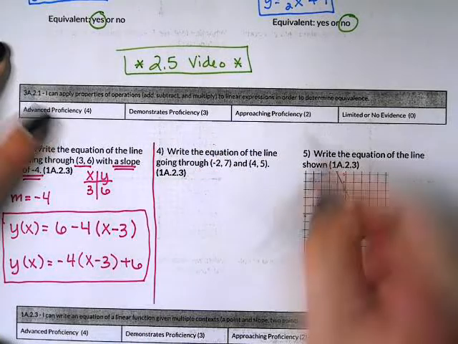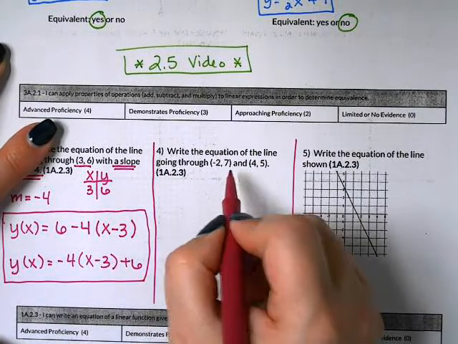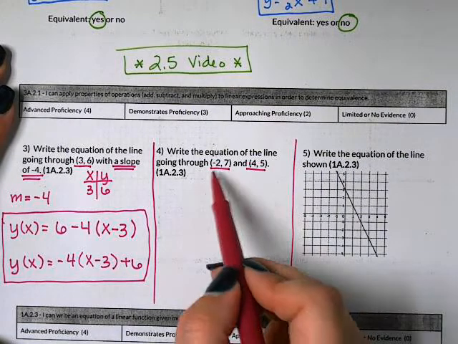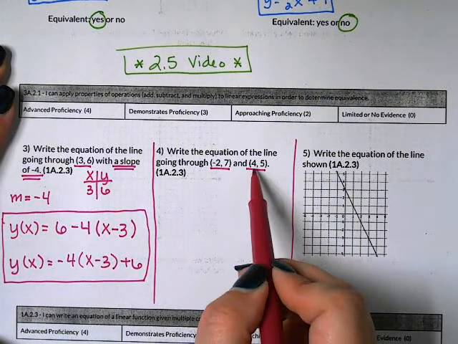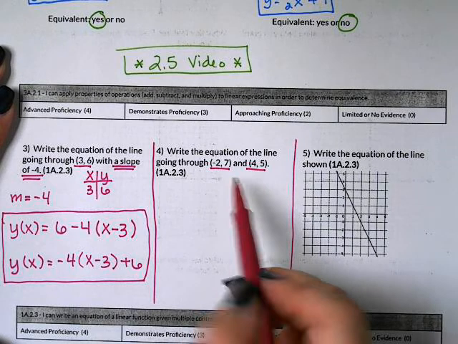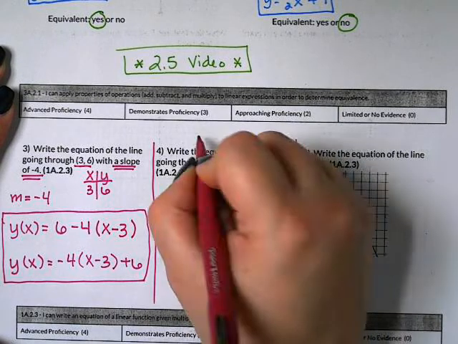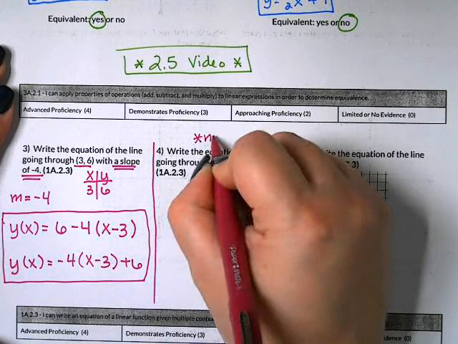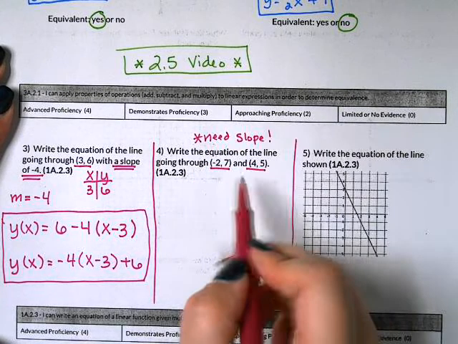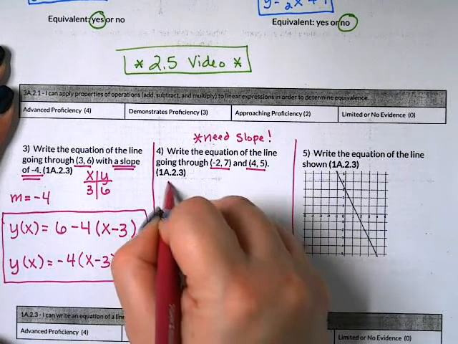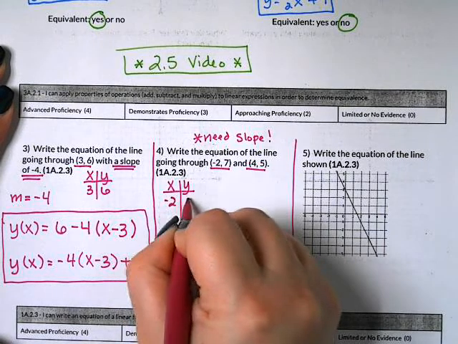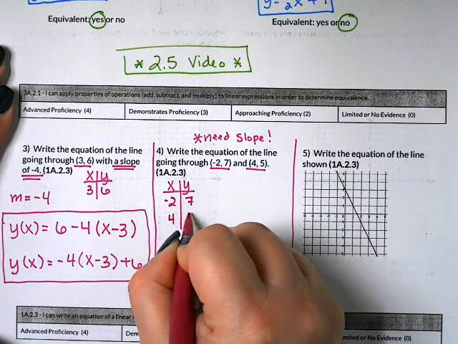All right, for question 4, we're given these 2 points. Write the equation of the line going through the point -2, 7 and the point 4, 5. Well, we know in order to write the equation, we need a slope and we need a starting value. So right now we don't have the slope, we need it. But if we're given 2 points, we can make a table. So we have the point -2, 7 and the point 4, 5.